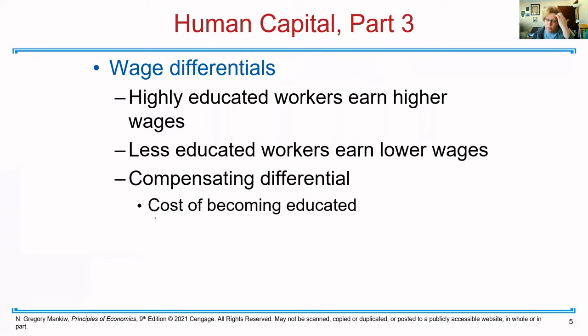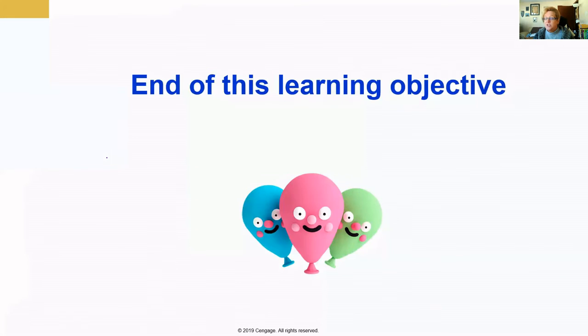When we talk about, and we will in some upcoming chapters, wage differentials, again, more highly educated workers earn higher wages, and there is a compensating differential. By that, I mean that the higher your education level, the more compensation that you're going to get. Now we'll talk in the inequality chapter about whether this is a level playing field for everyone. But there is a cost to becoming educated, as you well know. I don't really need to belabor the point because you're all living it at this point.